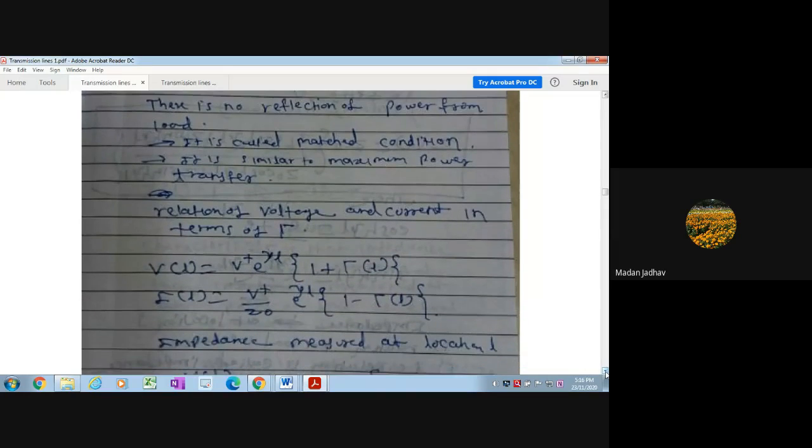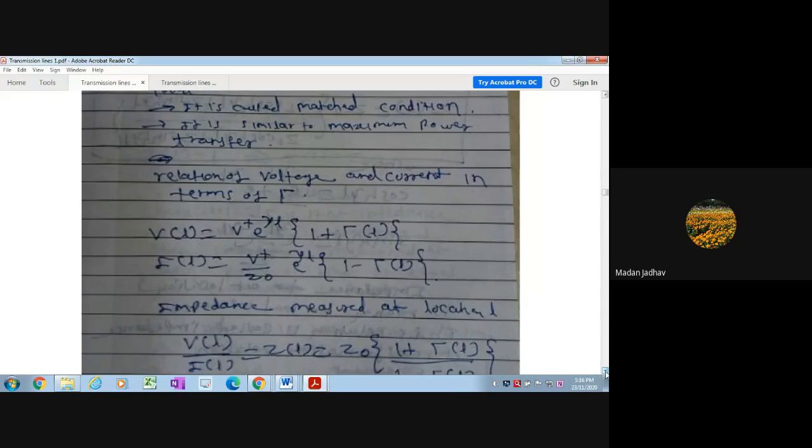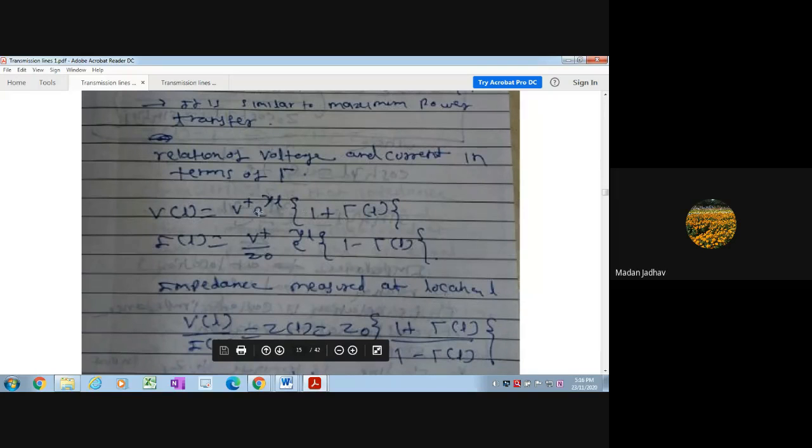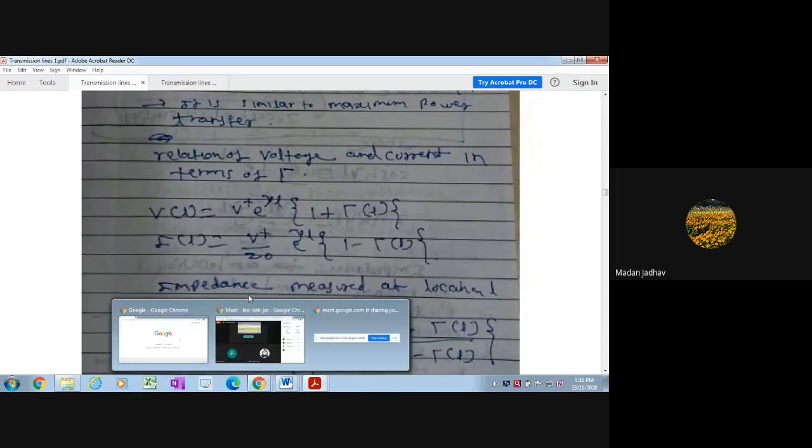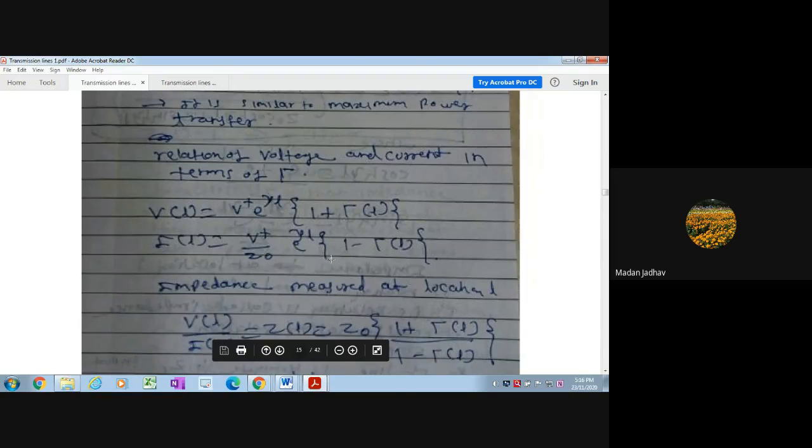Now we can also write the equations for the voltage and the current in terms of the reflection coefficient by making some arrangement. These are the equations: V of L is equal to V plus e to the power of gamma L, in bracket 1 plus gamma, that is 1 plus the reflection coefficient, and I of L is equal to V plus divided by Z naught, e to the power of gamma L, 1 minus the reflection coefficient. These are the equations for the voltage and the current in terms of the reflection coefficient.